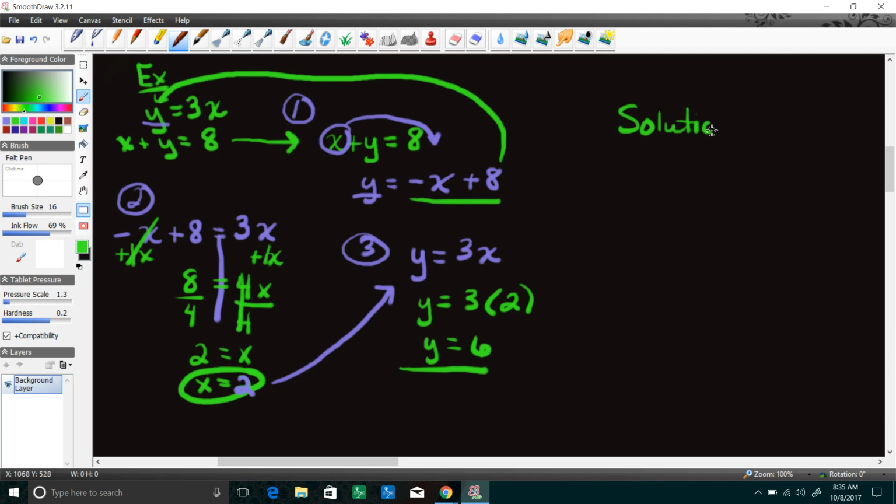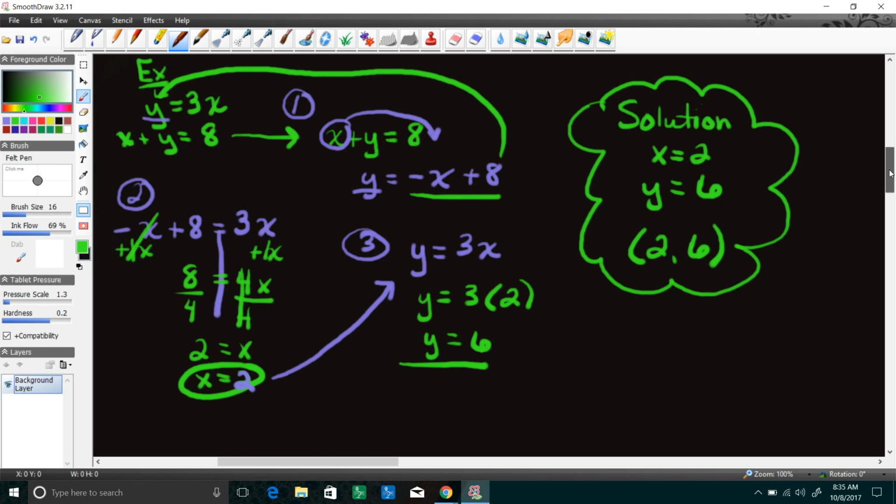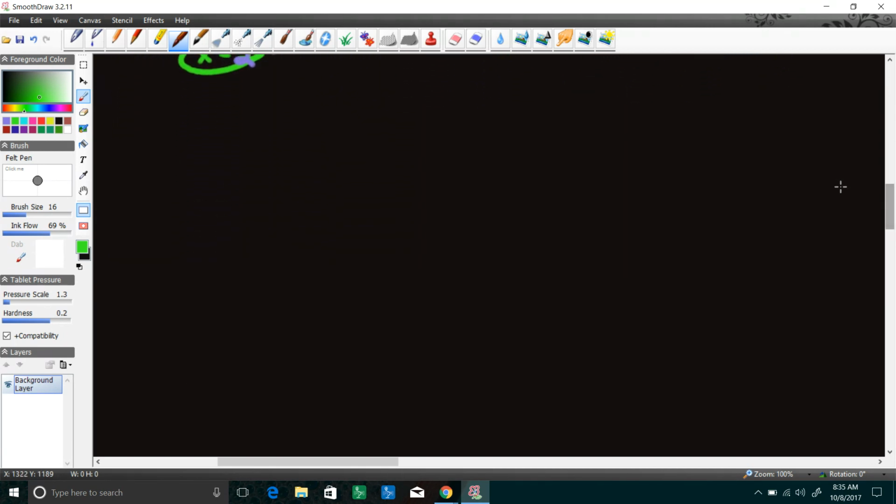So that means that my solution for this particular system is at x equals 2 and y equals 6. That means that at this point, at the point (2, 6), both of my equations are equal to each other. They cross at that point, so they have one solution. And that's it for this particular example. Okay, I'm going to do 2 more examples, and then I will probably make a video that shows one that's a little bit more difficult.